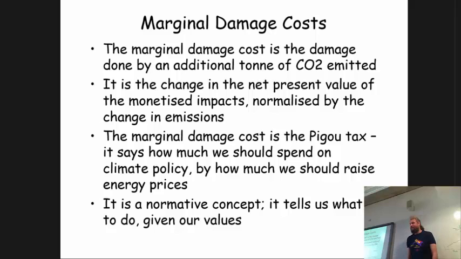PGU, that what we should be doing if we want to maximize welfare is equate the marginal abatement costs to the marginal damage costs, right? And if we evaluate this along an optimal path, then we can call this the PGU tax. So it's much more relevant for all sorts of reasons to look at what happens in the margin rather than at the total.